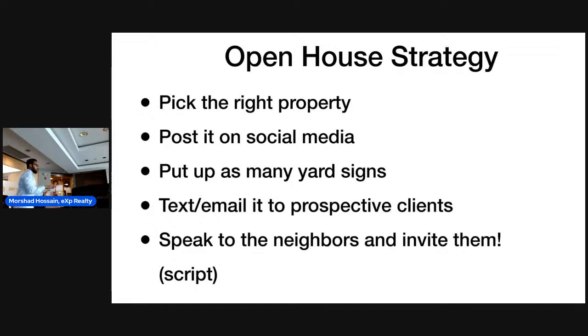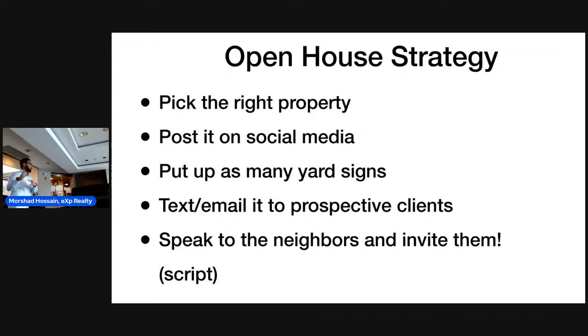That's never the case, right? The chances of a property selling because of the open house is very, very nominal. It's very minimal. The purpose of the open house, or at least your purpose of the open house, should be to meet new leads, to speak to the homeowners, the neighboring homeowners, and meet new buyers, right? That's the purpose of the open house.